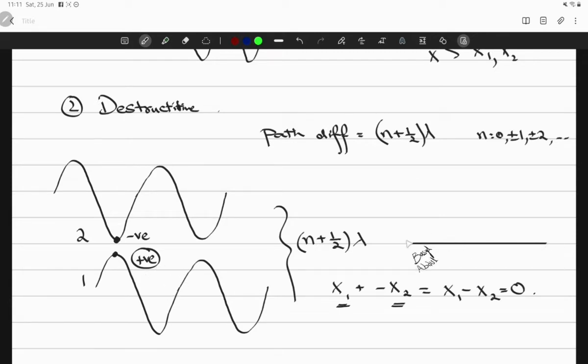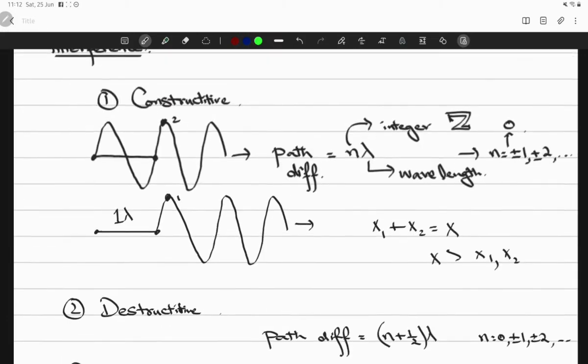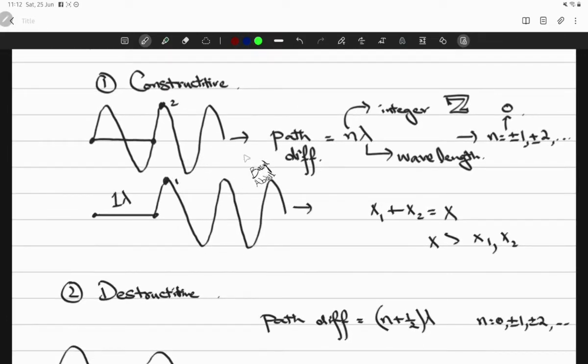So it's destructive. The wavy things have really cancelled out each other, and hence the interference is known as destructive interference. It is also the silence region, right? Because there are no waves, it's just a place where we have no signal at all. And constructive interference is known as the echoing zone.